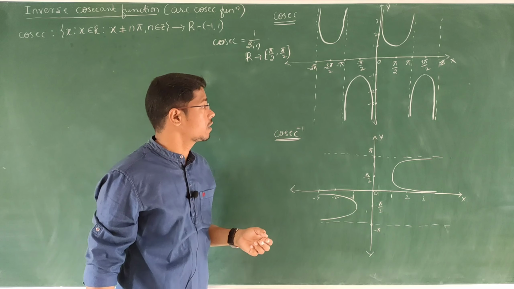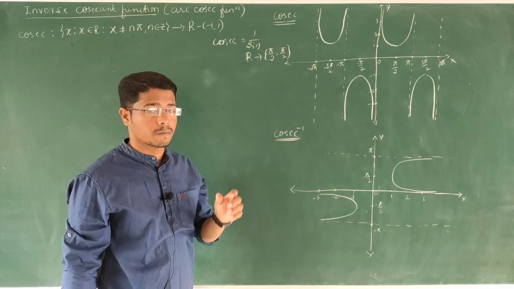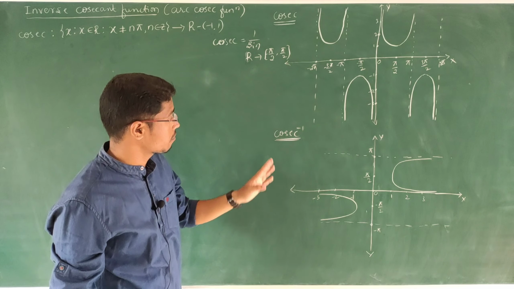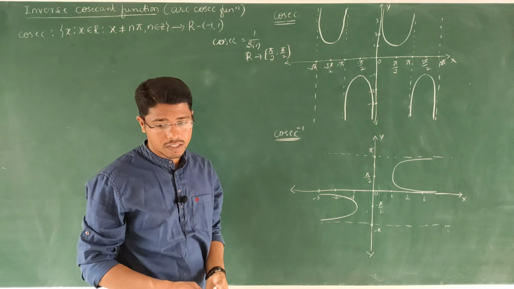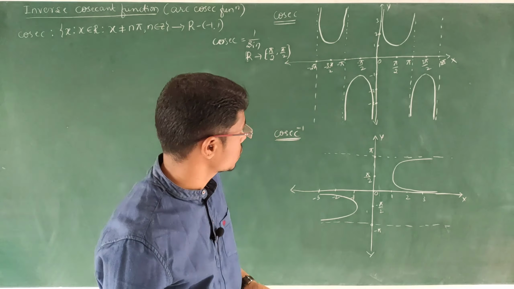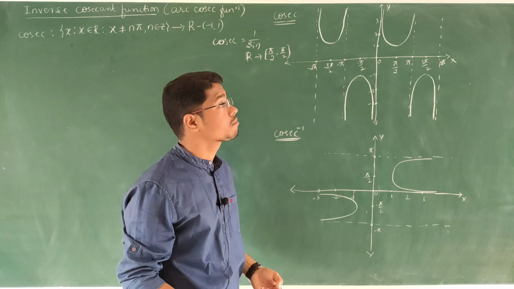However, we can define the cosec inverse function by restricting its domain and range. So let us restrict the domain of the cosec function. We can restrict the domain of the cosec function to minus pi by 2 to pi by 2 except 0.